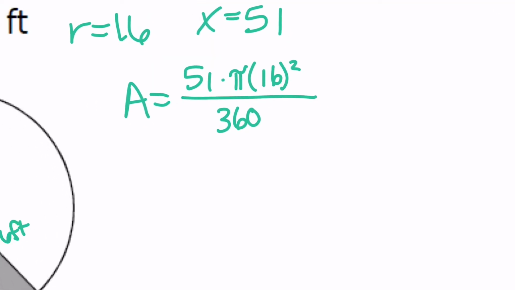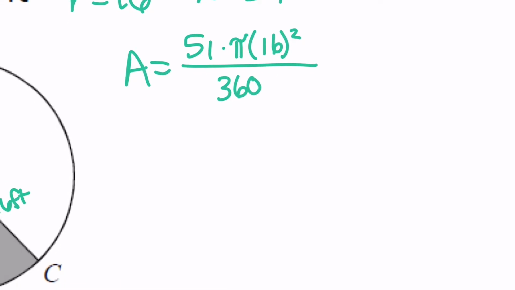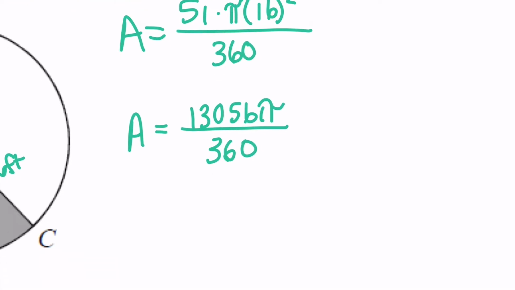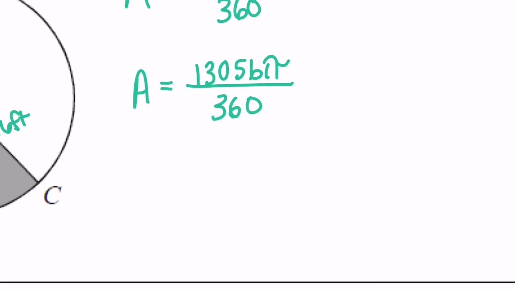I like to go ahead and combine the numbers with pi, but not including pi. So what I mean is I like to take 51 times 16 squared first. That gives us 13,056 times pi over 360. Then you're going to just have to put this in your calculator.